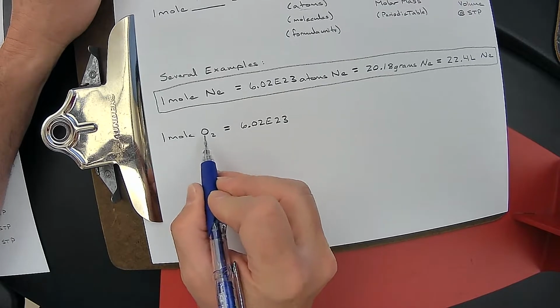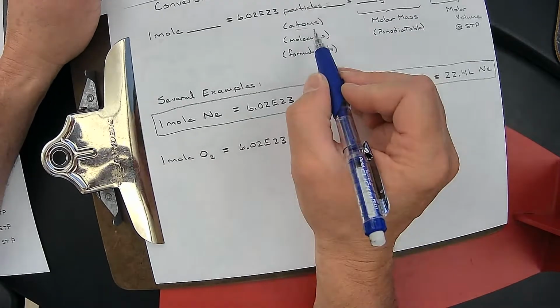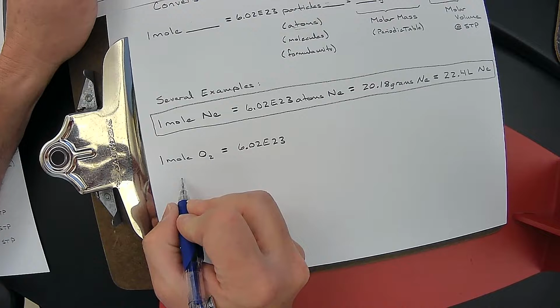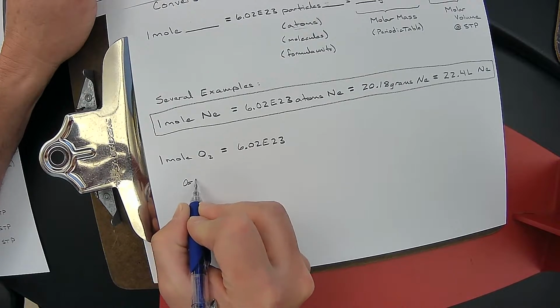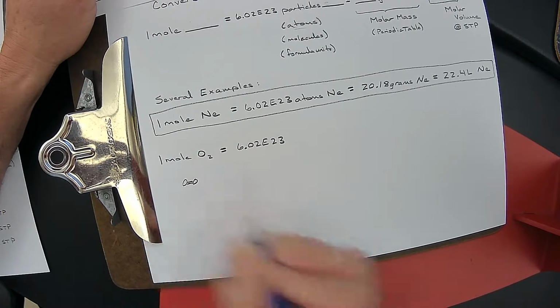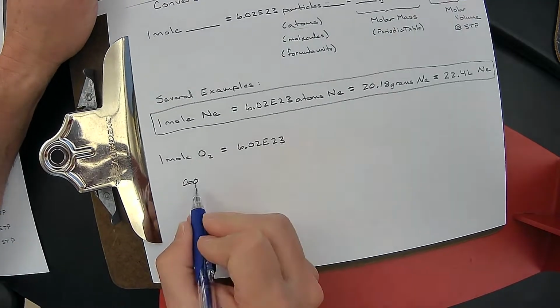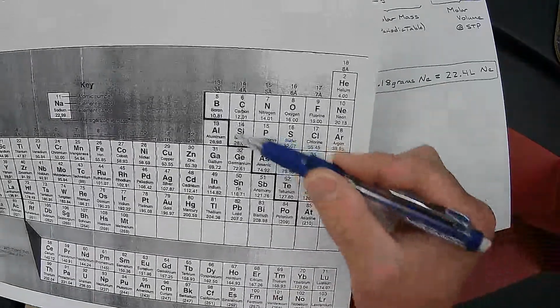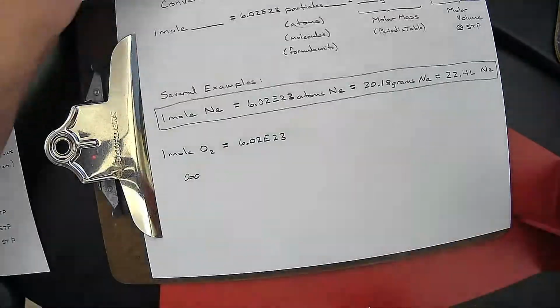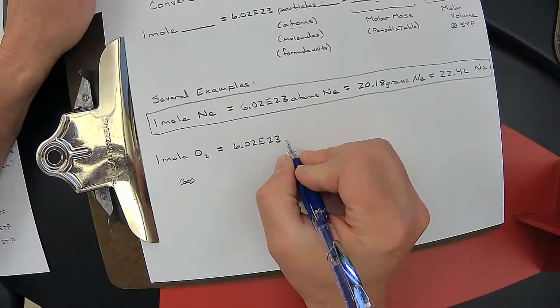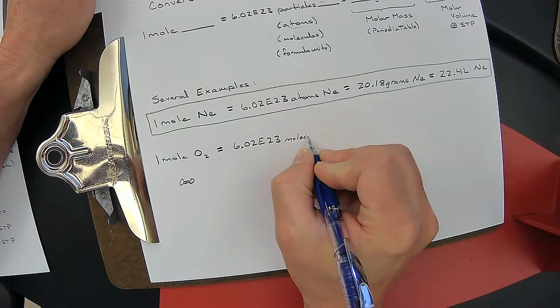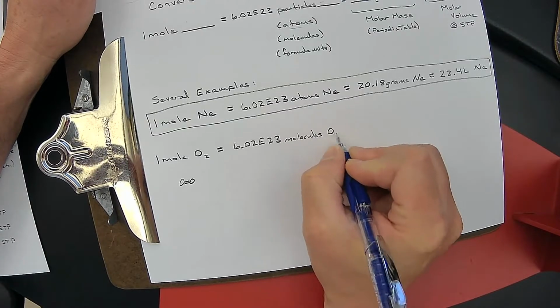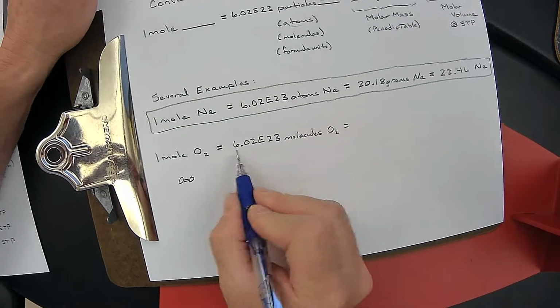I cannot call O2 an atom because it's not. When we look at O2, it really is an O double bonded to another O. So these are two nonmetals. We're to the right of the stair-step line. So two nonmetals, we would call those molecules. Molecules of O2. It's always equal.